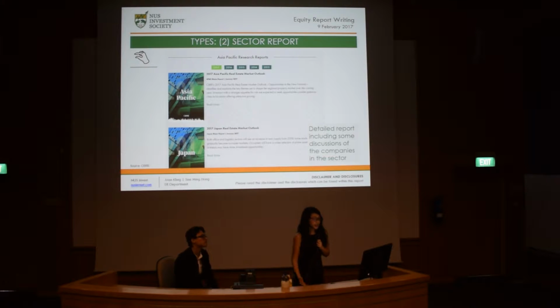The second type is sector reports. For example, in real estate, you can look at CBRE and Knight Frank, which produce detailed reports that include some discussion on companies. For other sectors, you can also look at banks. Citibank does a few on several oil and gas industries.